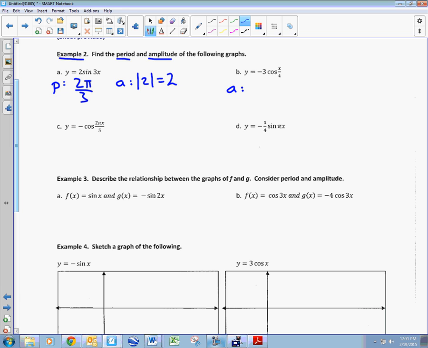Okay, what's the amplitude of this one? Period? We don't write it over x. This is just negative 3 cosine of 1/4 x. So you're going to divide it by a 4th. What's 2 pi divided by a 4th? 8 pi. Because dividing by a 4th is the same as multiplying by 4. Very good. C, what's the amplitude?